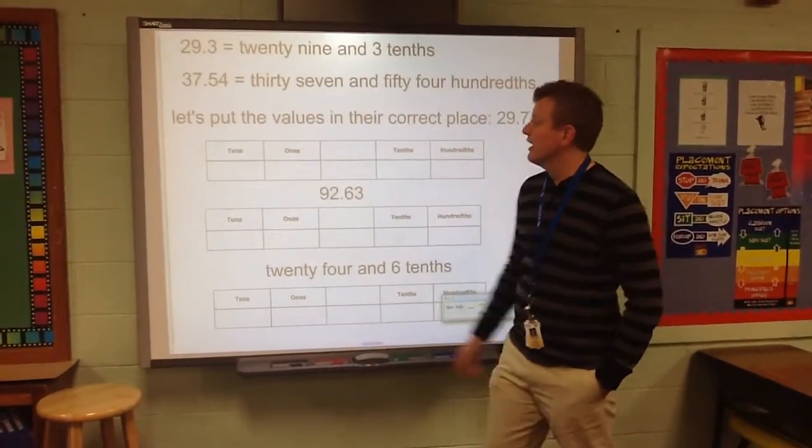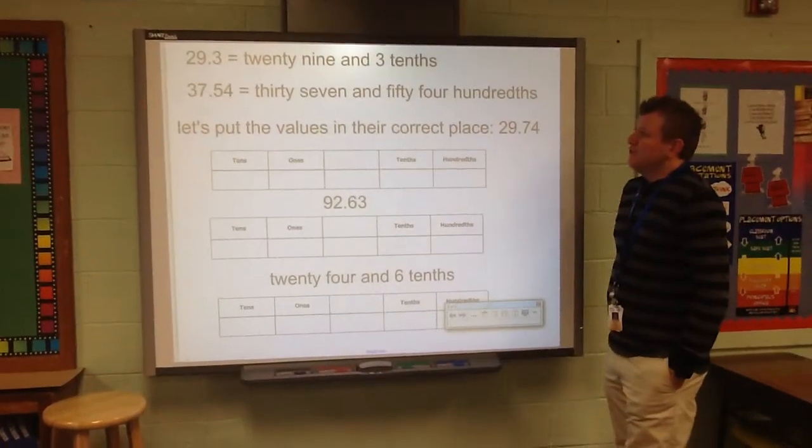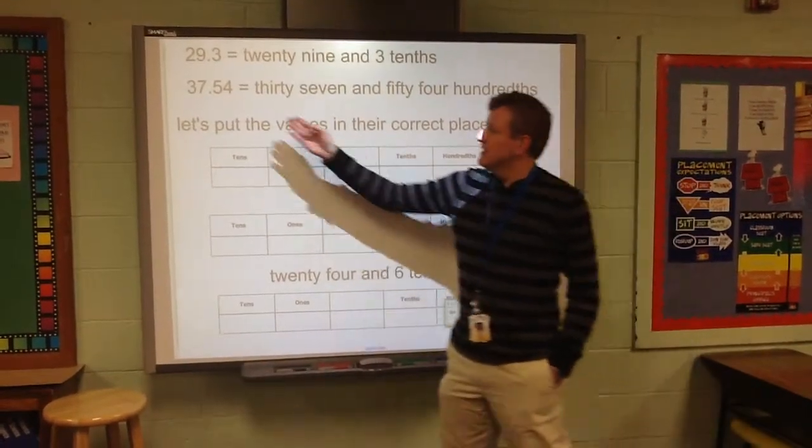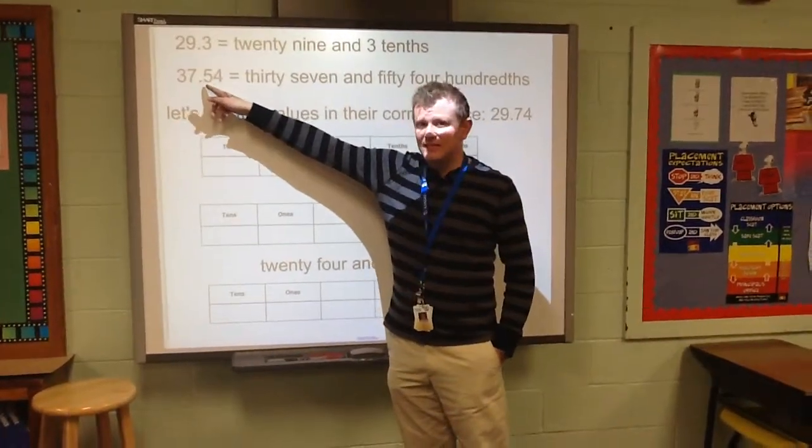3 tenths. In this example, 37 and 54 hundredths. Now you're saying, why is that 54 hundredths? Well, you have 37 and my decimal point.